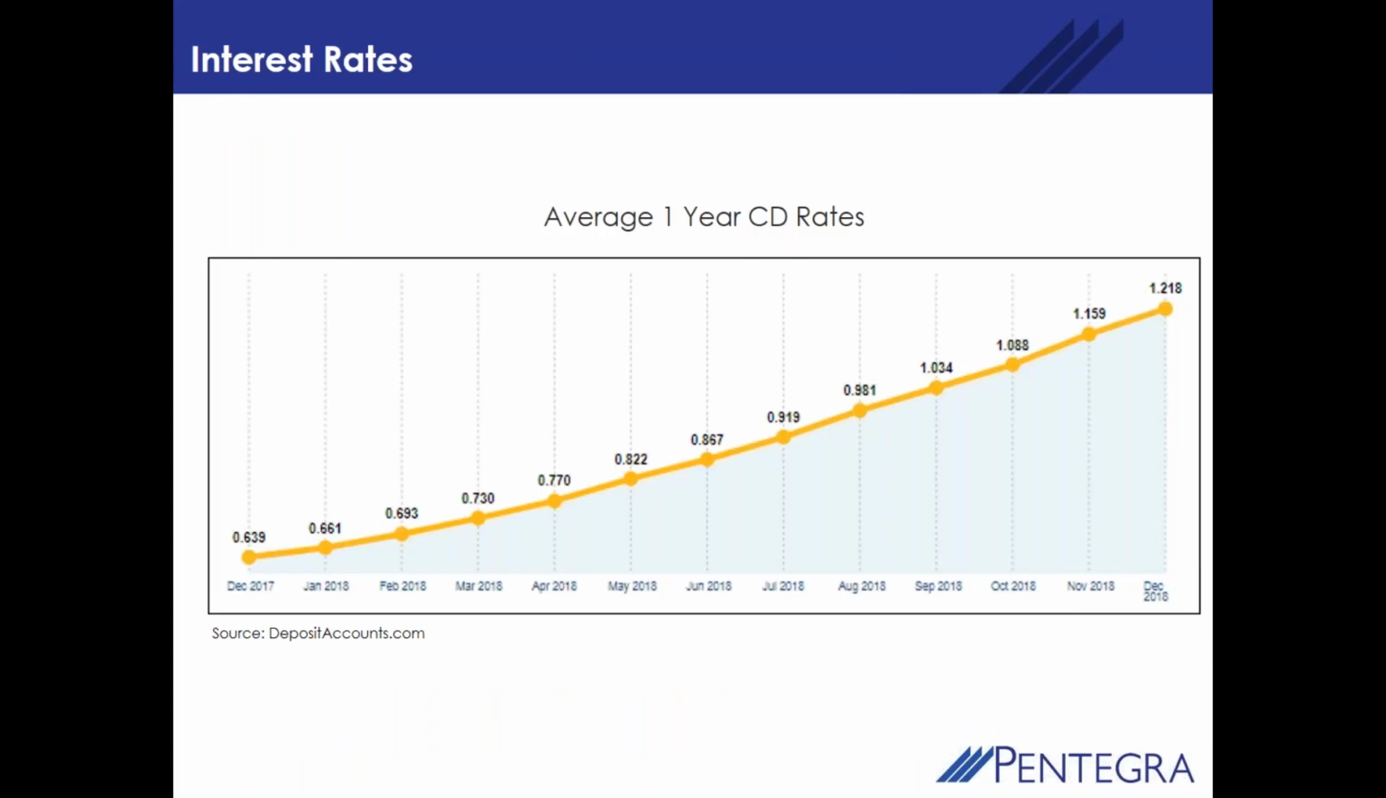Okay, this slide just shows average 1-year CD rates, and as expected, from the end of 2017 to the end of 2018, and these are just averages for 1 year, they've actually doubled. Okay, and in a lot of ways, it pretty much coincides with the 4 times that the Federal Reserve raised interest rates.